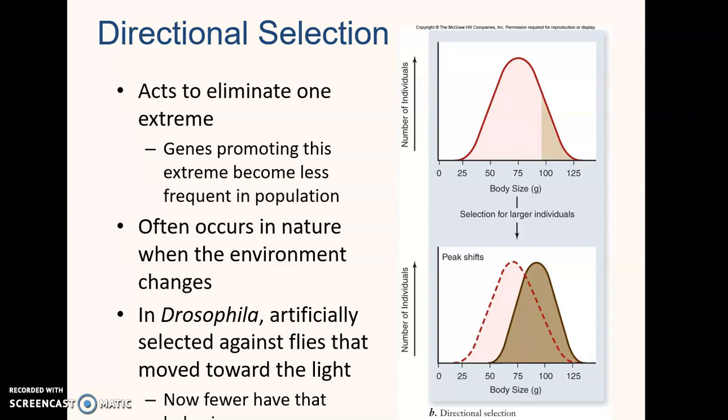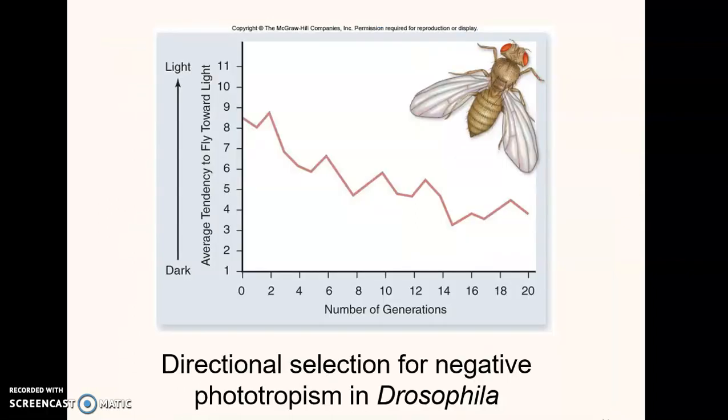An example from your book is actually an artificial experiment in Drosophila, the fruit fly, artificially selecting against flies that move towards light. And once you do this for enough time, enough generations, you'll see fewer that have that behavior. So that is this experiment here. You remove the flies that move towards light, and after 20 generations or so, you're going to see a sharp reduction in flies that move towards the light.